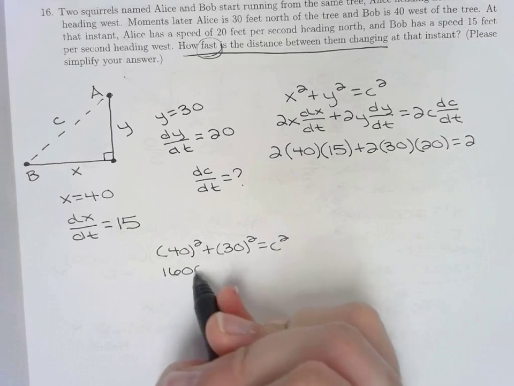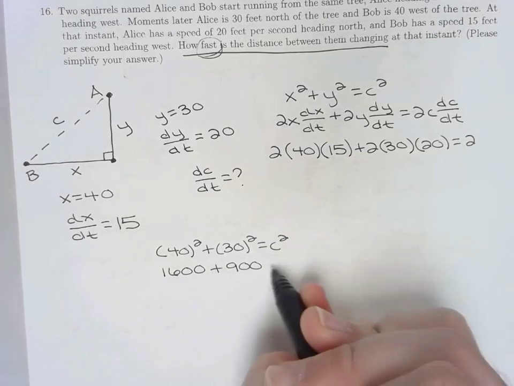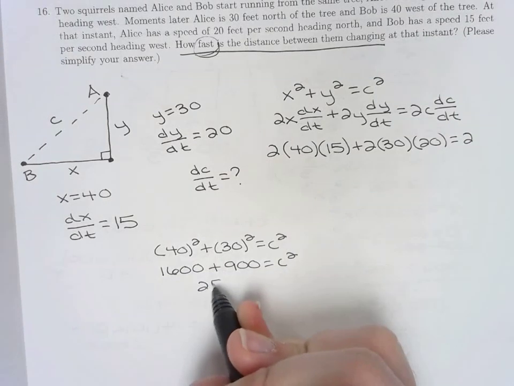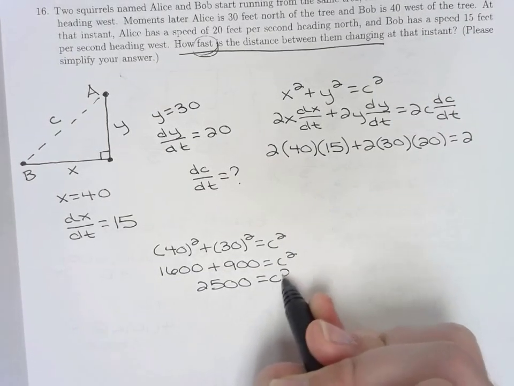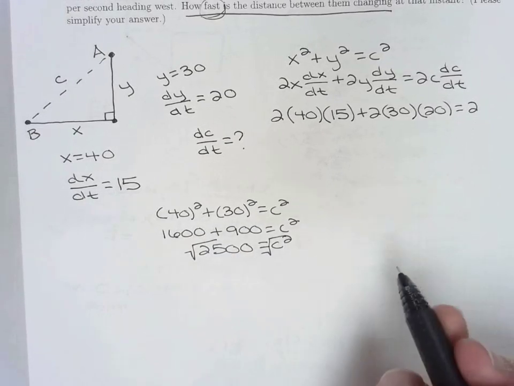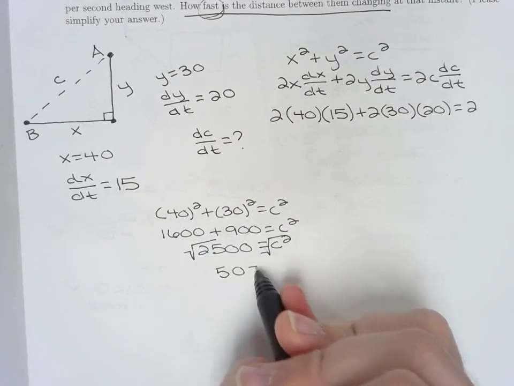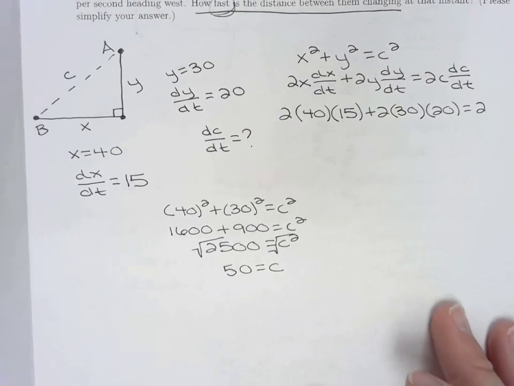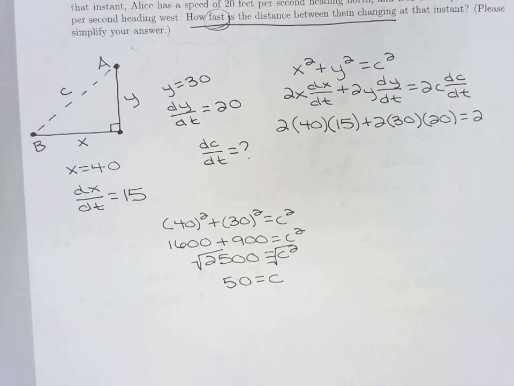So 1600 plus 900 is c squared, so 2500. No calculator means it's probably going to work out decently well. The square root of 2500 is 50. If you didn't notice, it's also a 3, 4, 5 triangle. We saw this a couple days ago. One leg is 3, the other leg is 4, so our hypotenuse would be 5, in intervals of 10. So c is 50.